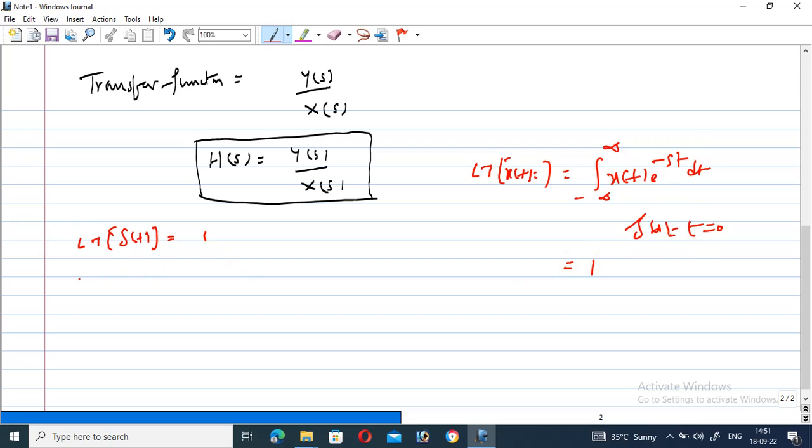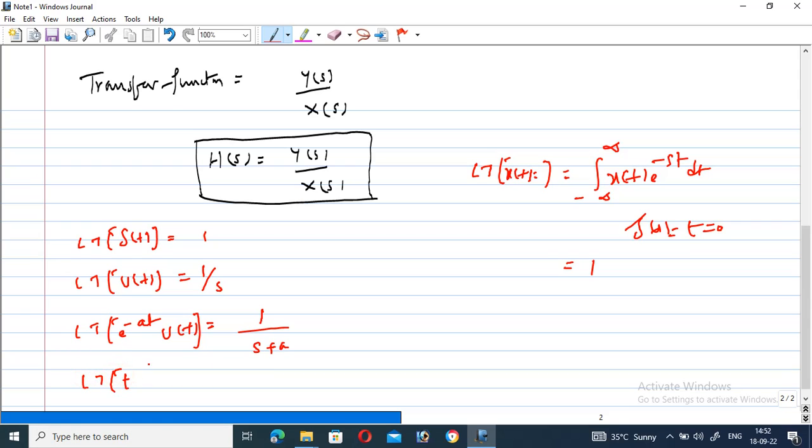As well as the Laplace transform of u of t is equal to 1 by s. The Laplace transform of e power minus at into u of t: generally the Laplace transform of u of t is equal to 1 by s. So it is nothing but a multiplication factor. Multiplication by an exponential in the time domain is equal to shifting in the frequency domain. Therefore, it is 1 by s plus a.